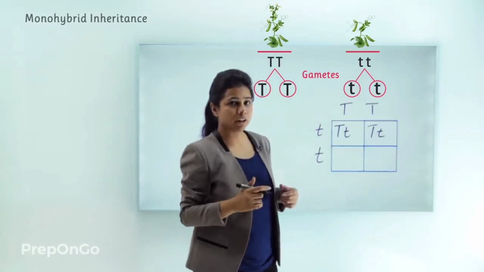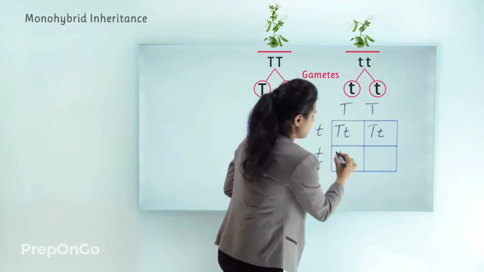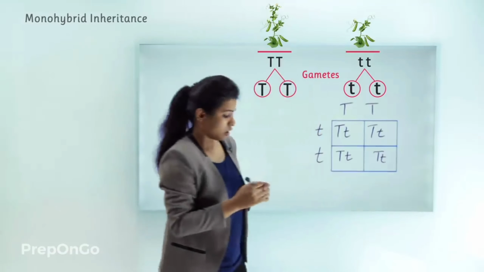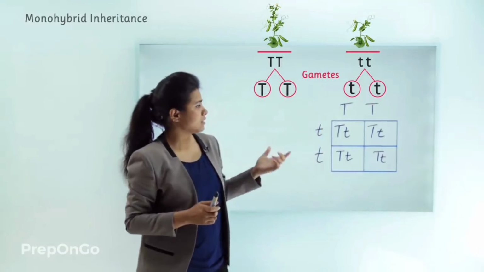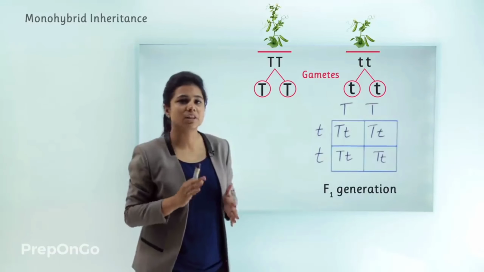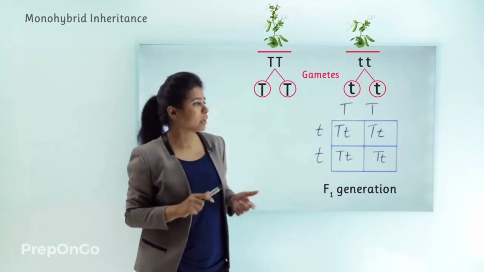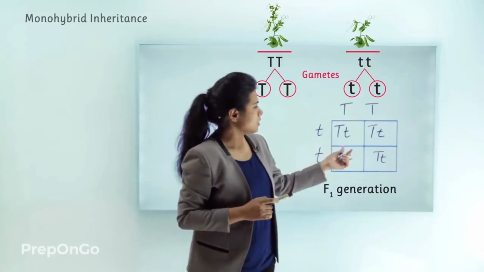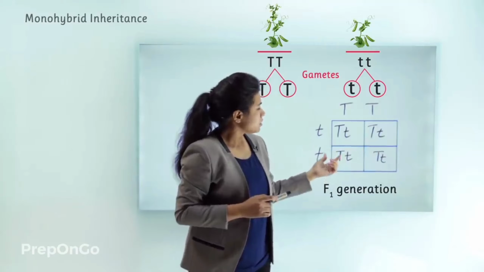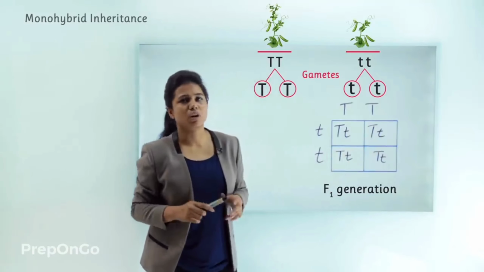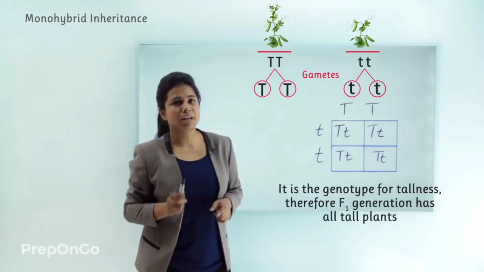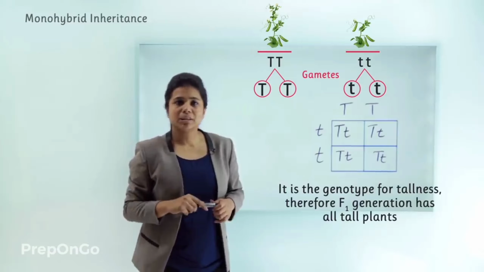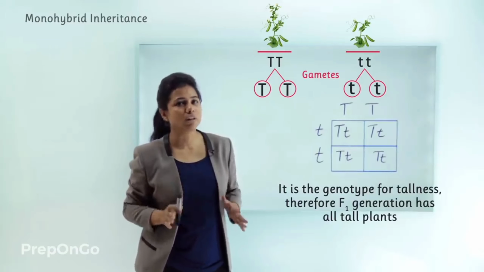You can try with the other two and it will be capital T and small t, capital T and small t. So here you have seen that these are the offspring formed in the first filial generation or the F1 generation. You can also see that the genotype of the first generation is capital T small t, capital T small t, and the remaining two are also capital T and small t. Now we know that the capital T is a dominant gene, so it expresses itself. Therefore, in Mendel's experiment, the first generation had all tall plants.